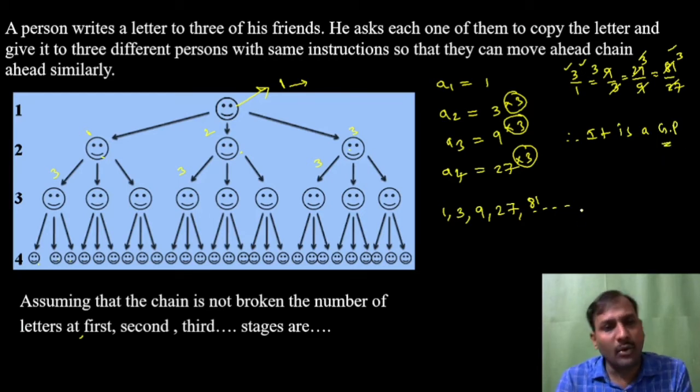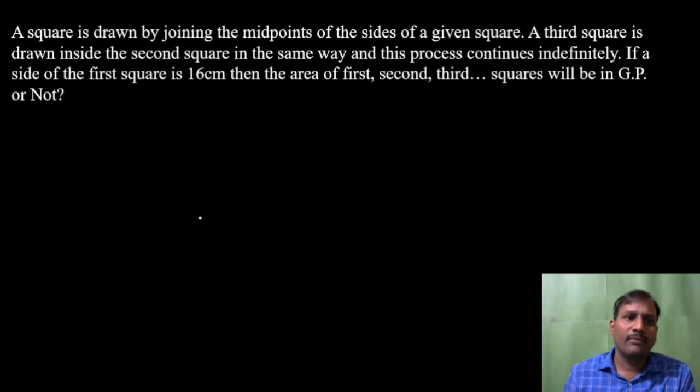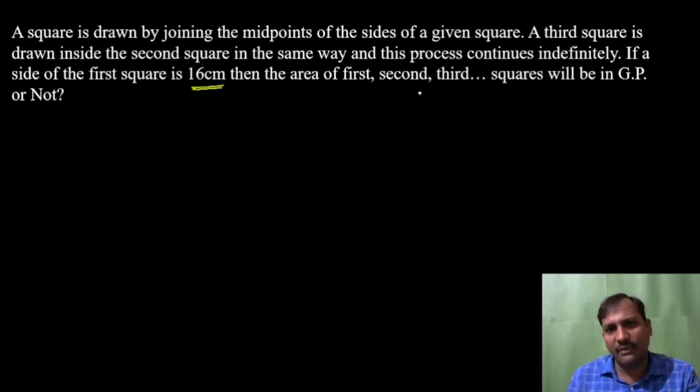Let us take one more different situation. A square is drawn by joining the midpoints of the sides of a given square. A third square is drawn inside the second square in the same way, and this process continues indefinitely. If a side of the first square is 16 centimeters, then will the areas of the first, second, third and so on squares be in GP or not?